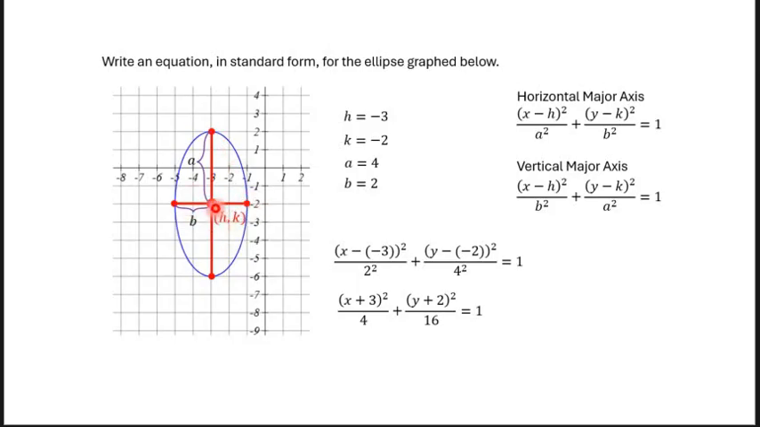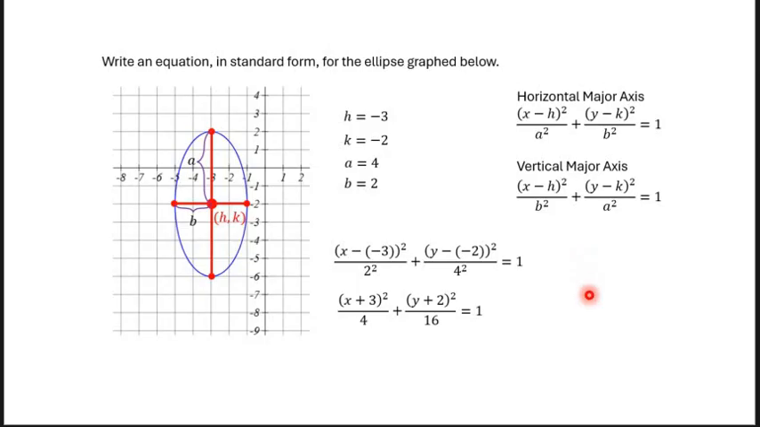We need to know how far any vertex is from the center to find the value of a, and we need to know how far the co-vertex is from the center to find the value of b. And then we can determine which equation we're using by which orientation the major axis is. If the major axis is horizontal, we'll use this equation. If the major axis is vertical, we use this equation.